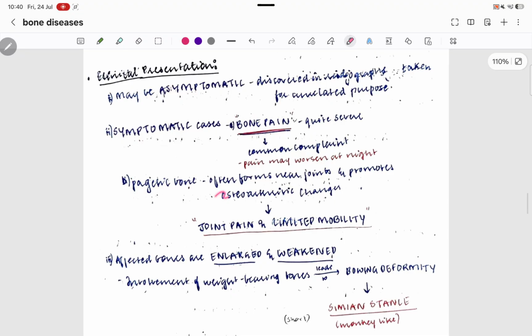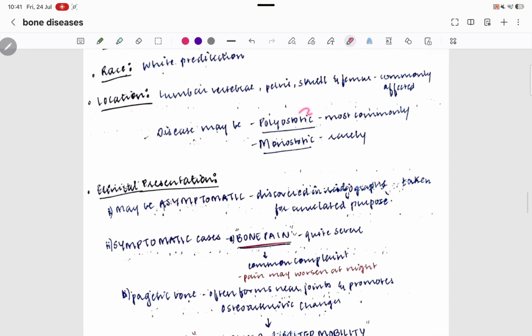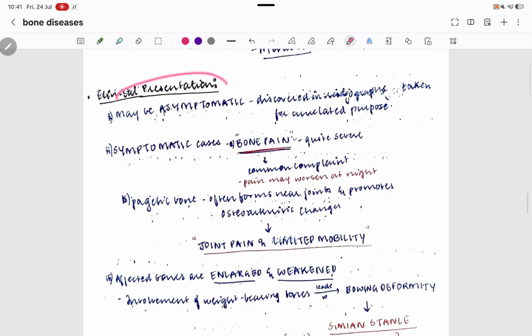Clinical presentation: polyostotic. For those of you who did not see a previous lecture, poly means many, ostotic means bone, mono means one. We are talking about the bone involvement. Poly means many, mono means one. Then clinical presentation, how it is seen in the patients.